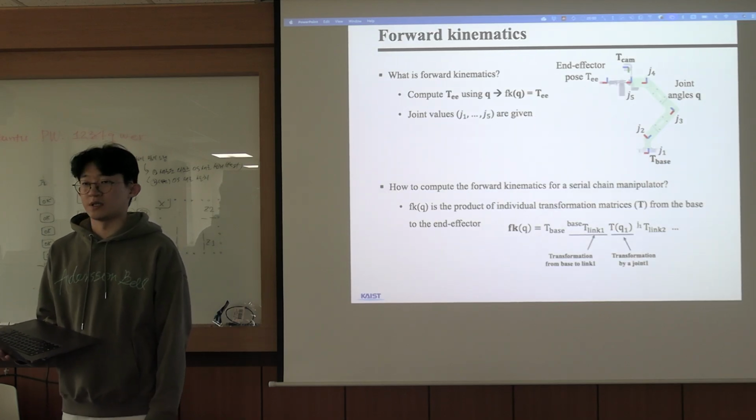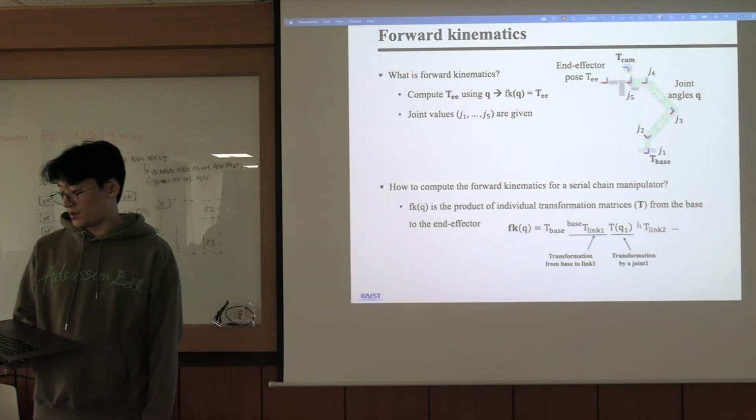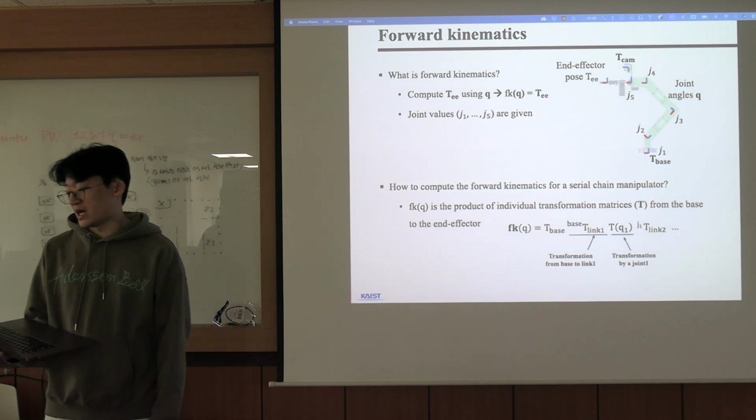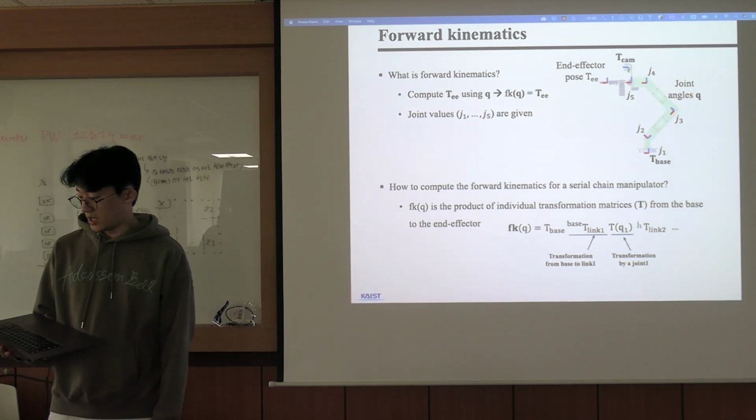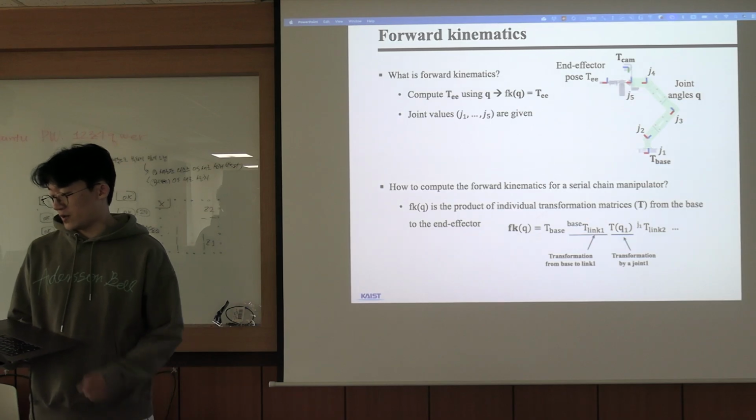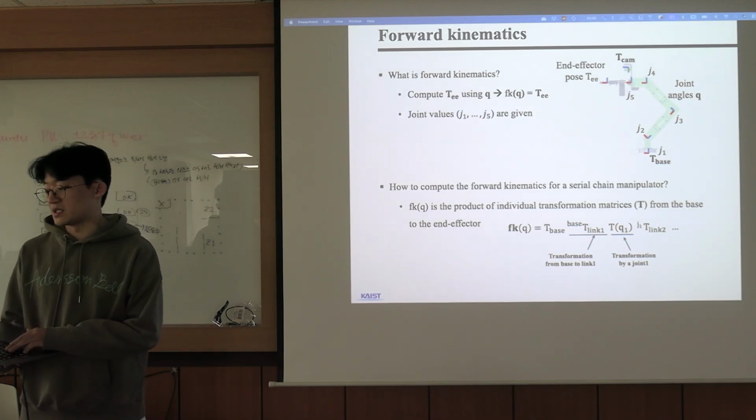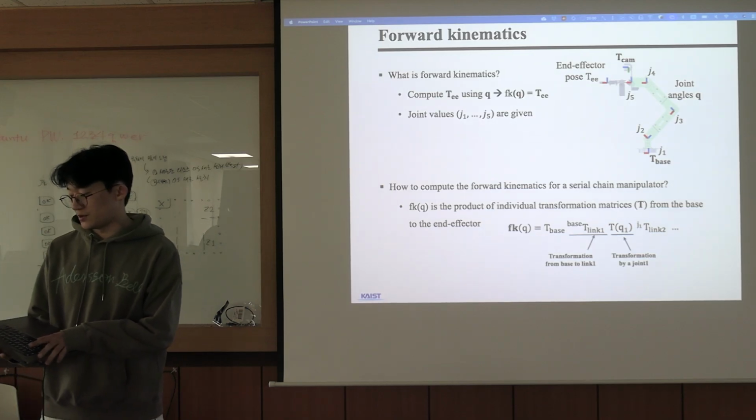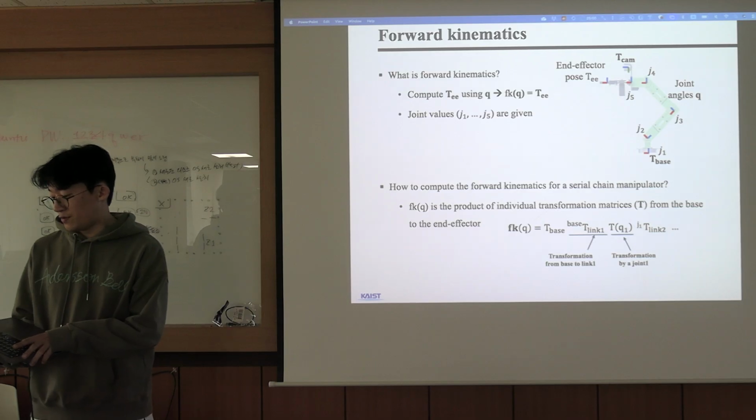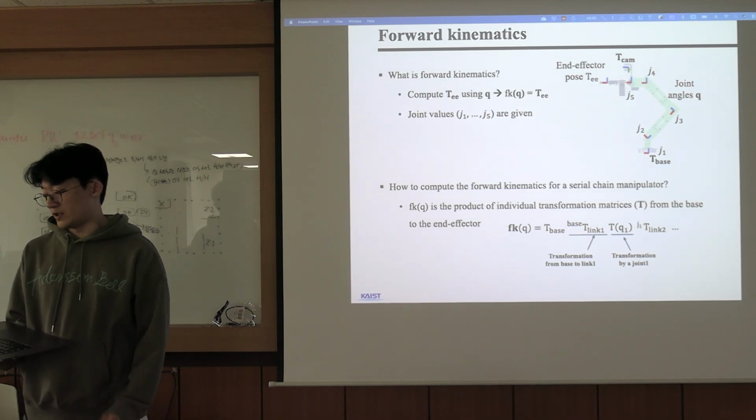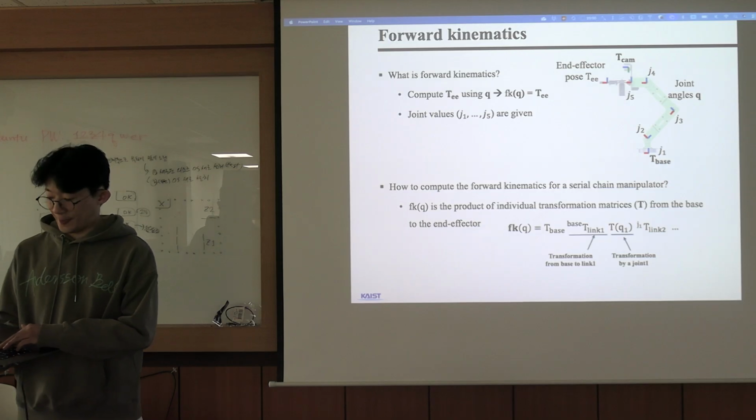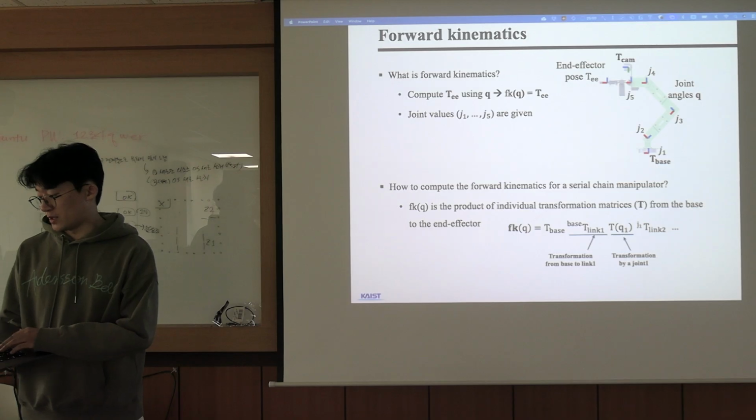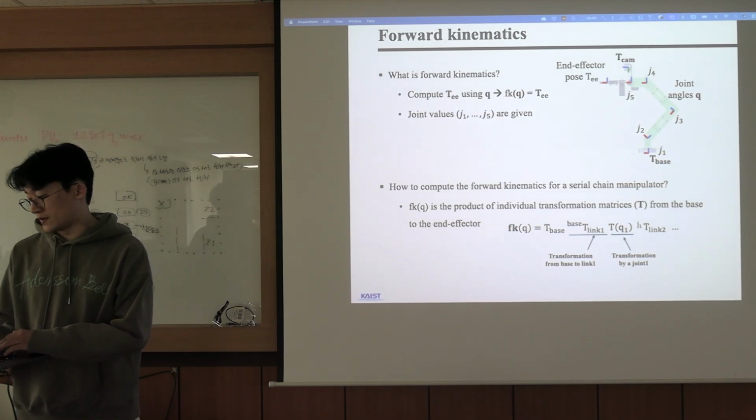Next topic is about forward kinematics. Forward kinematics means computing the pose of the end effector, T_EE, from the given joint angles, Q. In other words, if we know the joint values, we can calculate where the end effector is located in space. To compute this, we multiply a sequence of transformation matrices from the base frame through each joint and link until we reach the end effector. So, forward kinematics gives us a direct mapping from the robot's joint angles to the end effector's position and orientation.